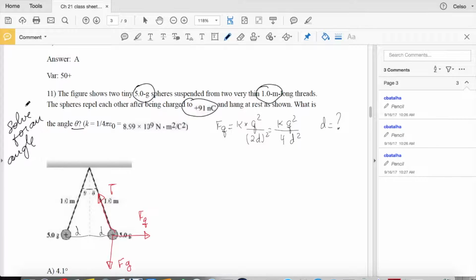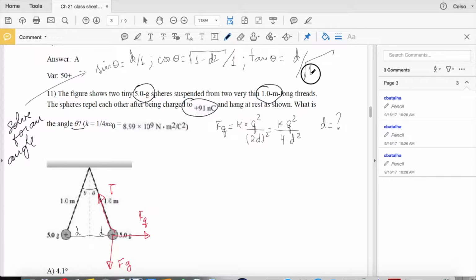In fact, to solve for an angle, we know that the tangent of theta and sine of theta can be written as a function of the geometry of this triangle, right? So sine of theta is d over 1, cosine of theta is the square root of 1 minus d squared, divided by 1. 1 is the hypotenuse, and tangent of theta is equal to d over the square root of 1 minus d squared.